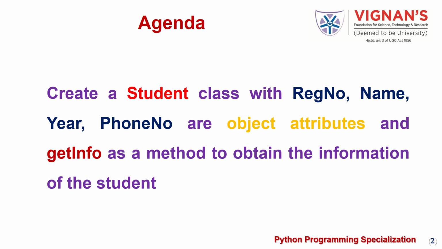Create a student class with the register number, name, year, and phone number as object attributes, and get info as a method to obtain the information of the student. After creating the student class, we will discuss how to add or delete attributes to the student class object.